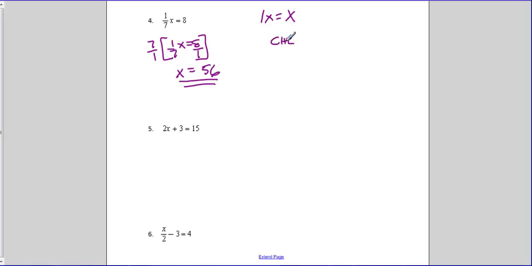Check my answer. 1/7 times 56 equals 8. Well, that's really 1 over 7 times 56 over 1, which is 56 over 7. 56 divided by 7 is 8, so that checks out.